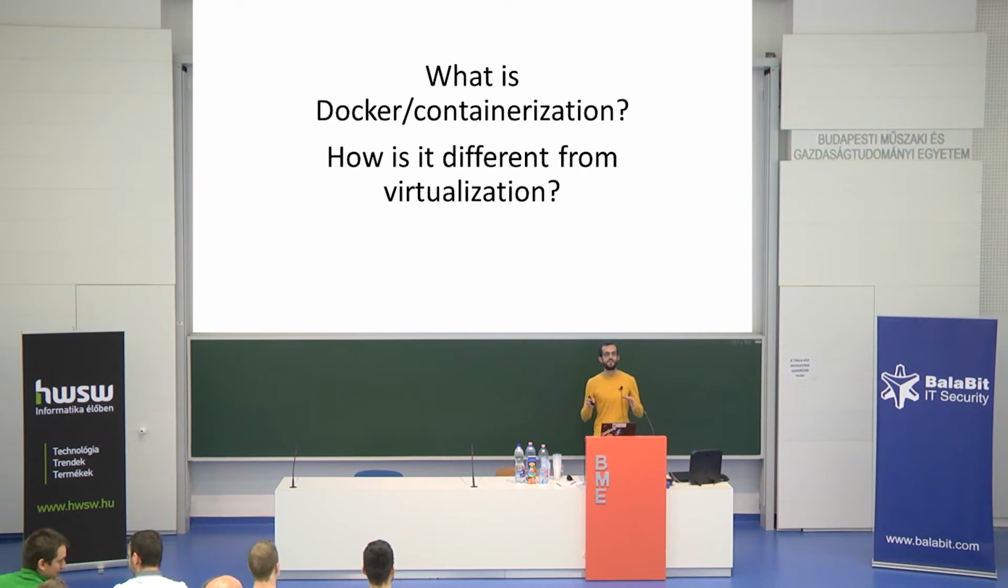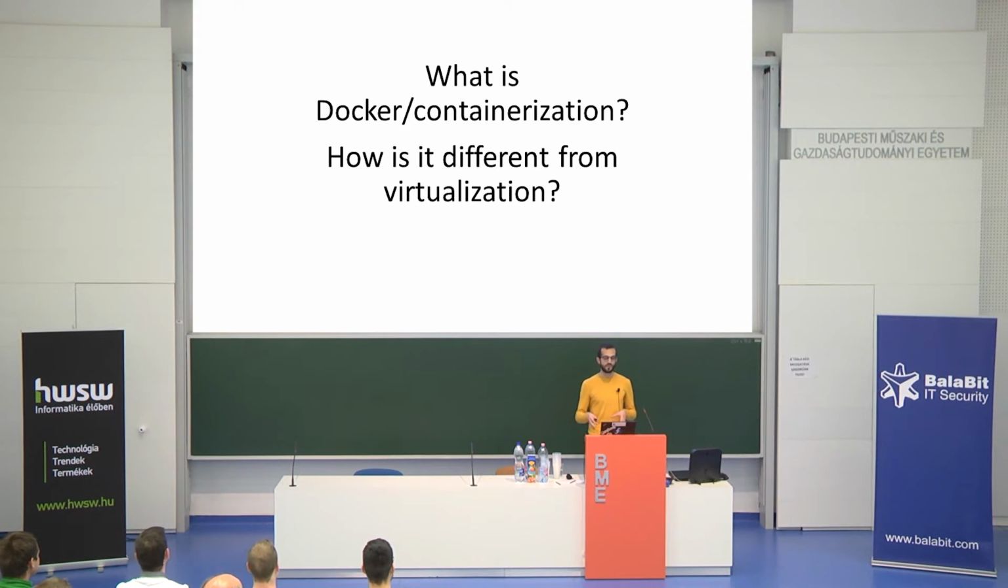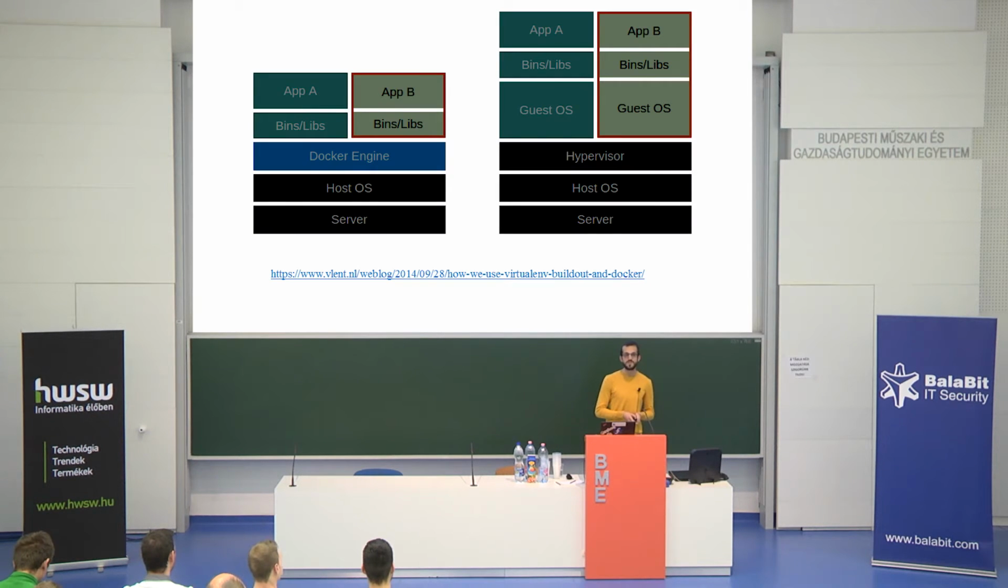So to understand why Docker is so successful, we must know the answer to these two questions. What is Docker, or more generally containerization, and how is it different from virtualization? Let me just ask you, how many of you know the answer to these two questions? Okay, cool. So I think it's best explained with an image. I have two images here. The one to the left displays how applications work when using containerization, or more specifically Docker. And the image on the right explains how virtualization works.